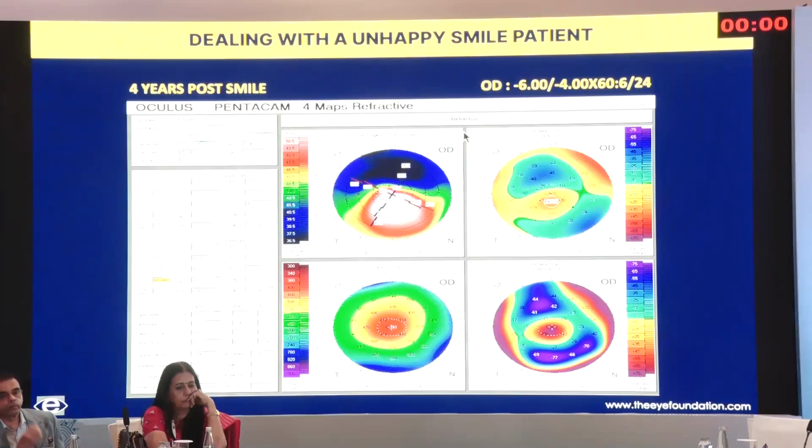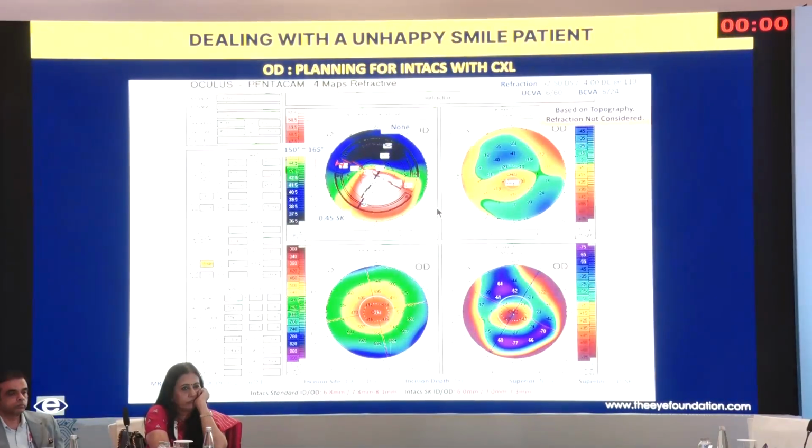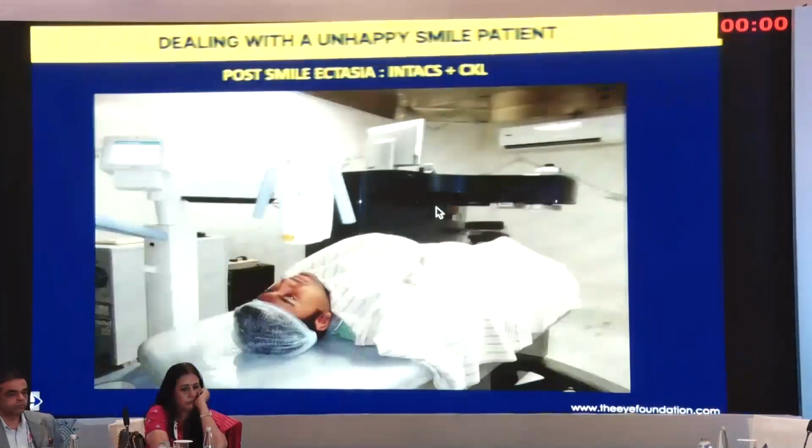But this was done almost some 8 years back, and for 4 years this patient was living in the UAE, and he went away. 4 years later, he came back with minus 6 diopters and minus 4 diopters in the right eye. And you can see there was a full-blown iatrogenic keratectasia over there. Fortunately for us, the left eye was doing still very well with a plano refractive error and a 6/6 visual acuity. We went ahead and did an INTACS procedure for him, I'm going to skip the video, and did a cross-linking also along with that.